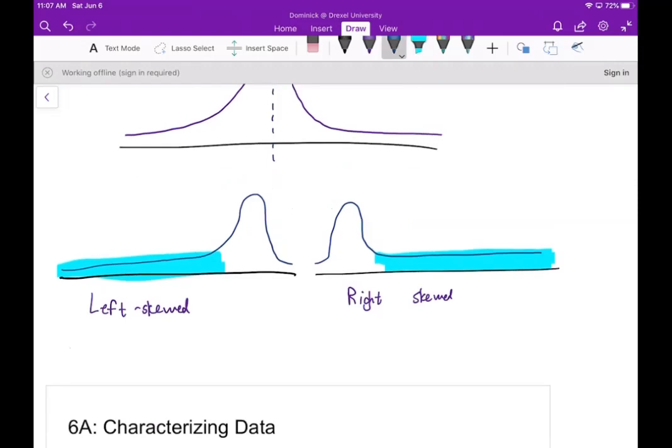So it would look something like this. So you'd have mean maybe somewhere here, median here, and then the mode is always at the peak.